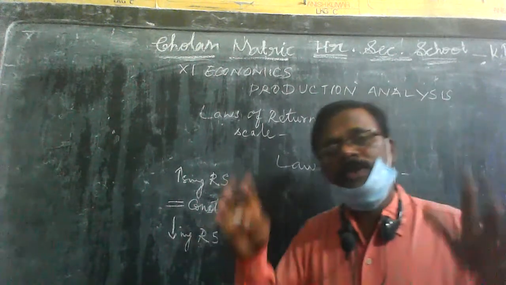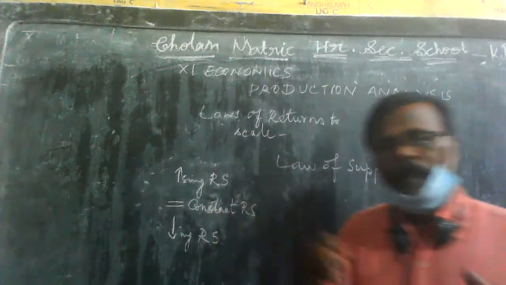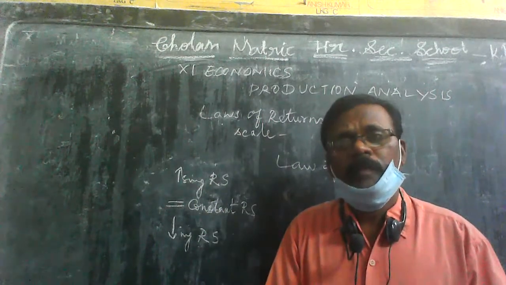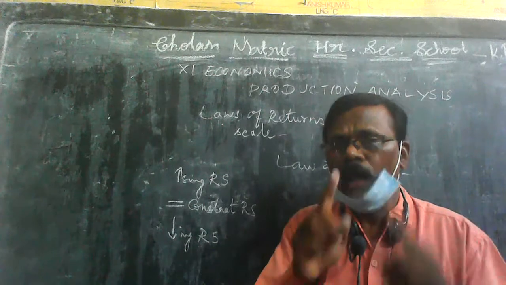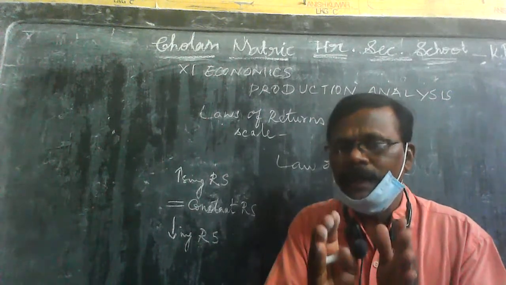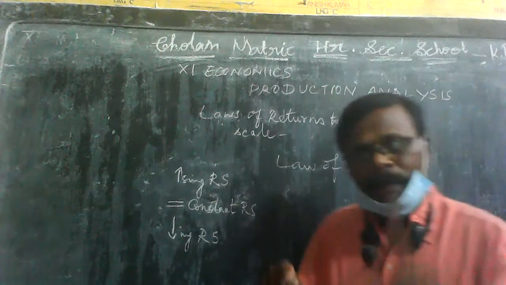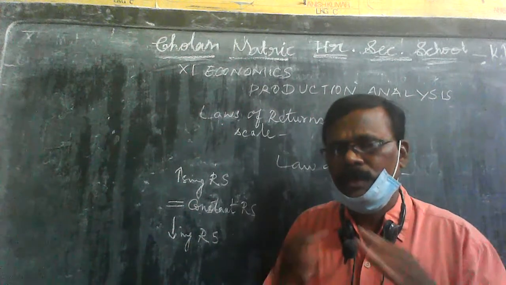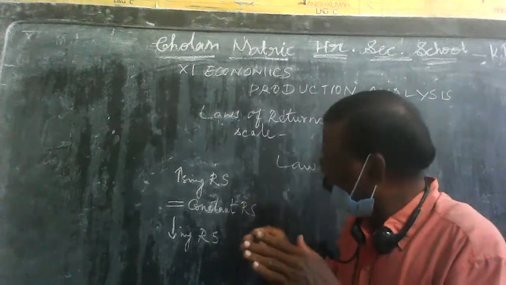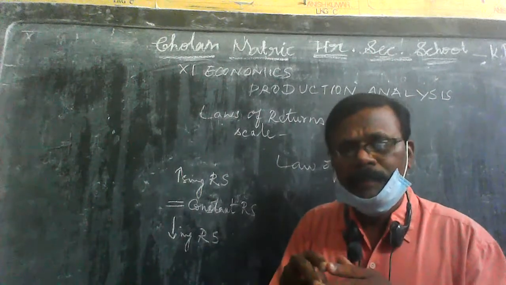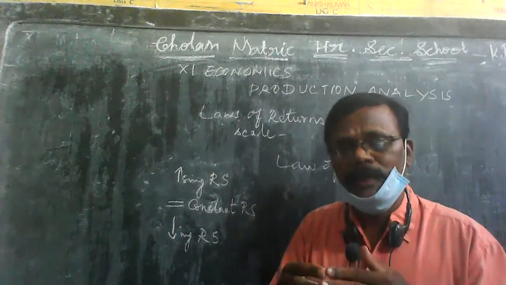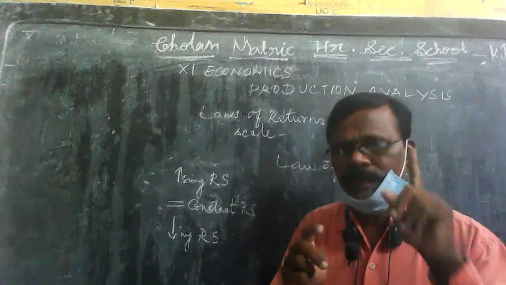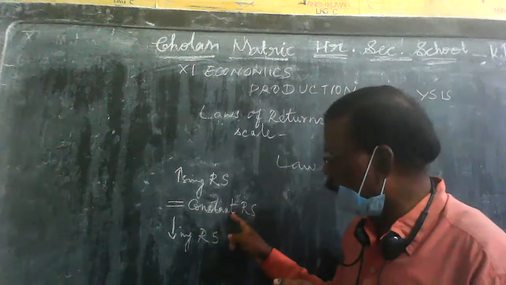Next comes constant returns to scale. So in this case, if all the inputs are increased, output increases exactly by 1%. That is called constant returns. Constant returns to scale refers that if all inputs are increased, output increases exactly by 1%. That is constant returns to scale.